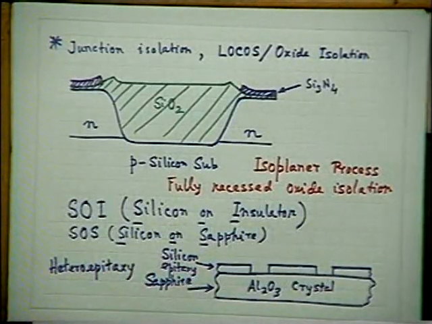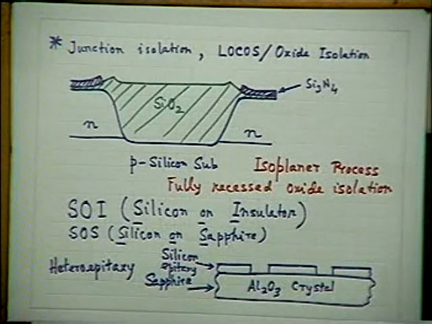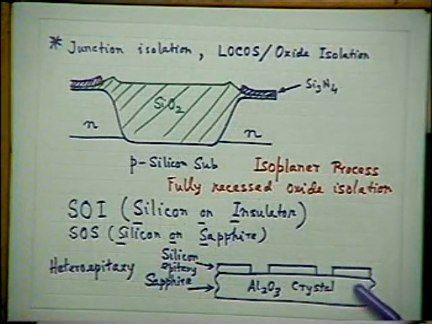Heteroepitaxy, not homoepitaxy, because the two materials are different. This is silicon and this is the alumina. Therefore, this epitaxial process is not an ordinary epitaxial technique, it's a very specialized epitaxial technique, and there will always be some crystal mismatch. And as a result, the interface cannot be as good as in ordinary silicon epitaxy.